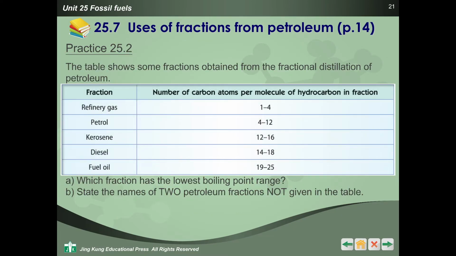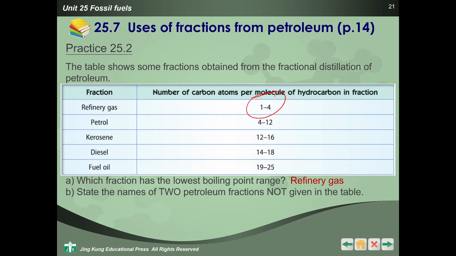All right, now once we're done with that, let's do some questions to wrap up this part. Part A: which fraction has the lowest boiling point range? Obviously, the ones with the lower number of carbon atoms are going to have smaller molecules. The strength of van der Waals force will be less, so the boiling point will be lower.